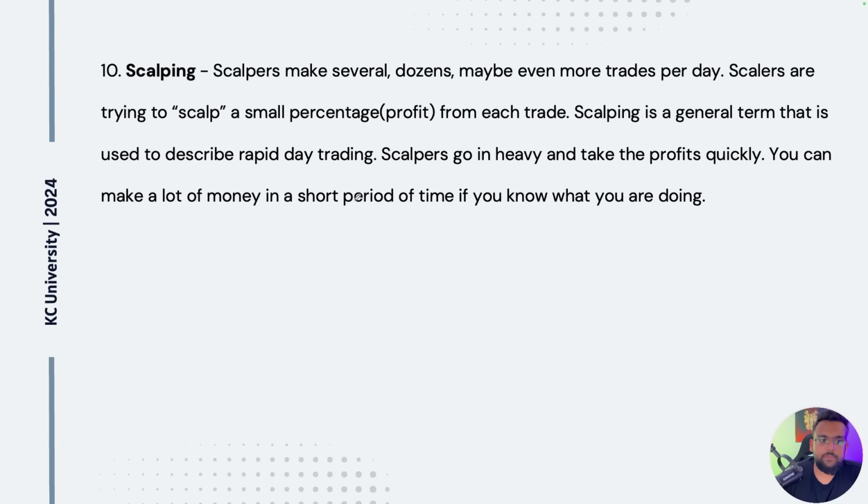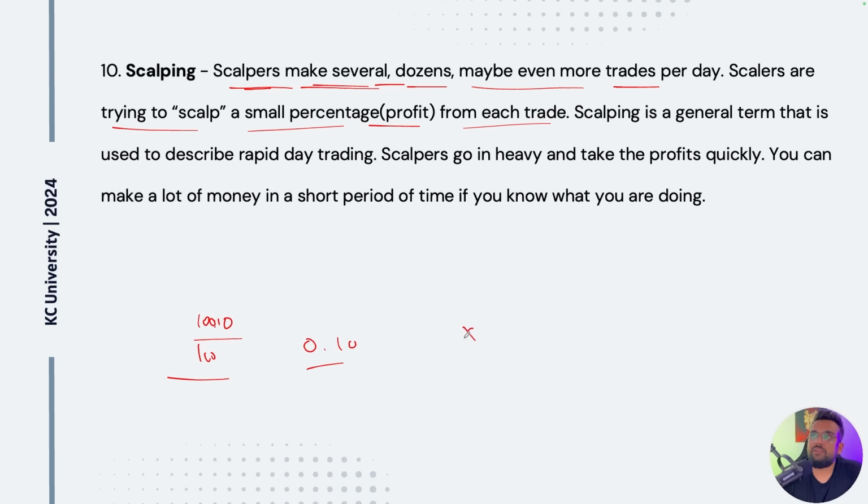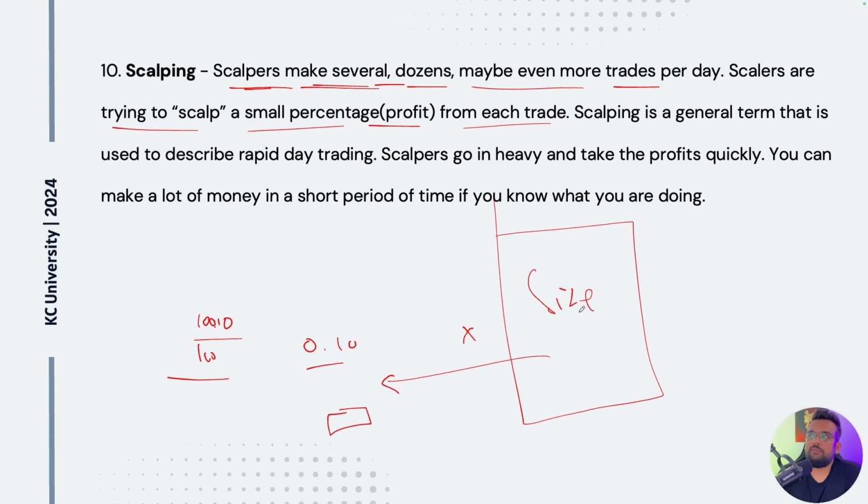Now, what is scalping? There's three different types of trading, fam: scalping, day trading, and swing trading, and long term, you can say. Scalpers make several dozens of trades, a lot of trades. Scalpers are trying to scalp a very small percentage of profit from each trade. They just want to catch a move from $100 to $100.10. But they're doing it with very, very big size. When they're doing it with very big size, you know what happens? They make small money or decent money from big size. They take big risk, but they just want to catch small moves.